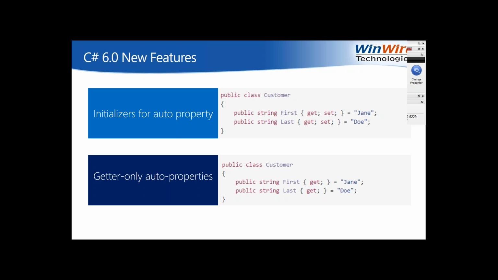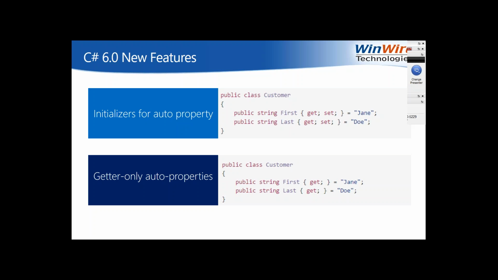Now the only disadvantage with auto properties was that you could not initialize them in the beginning. If I had to do that, I had to either go in the constructor and give a default value, or provide a default value somewhere else. Now with C# 6.0, you can directly give a default value to the property. Say for example, in the class Customer, I have a first name and last name. I can provide a default value right after declaring the property, say Jane Doe. So you can do that straightforwardly.